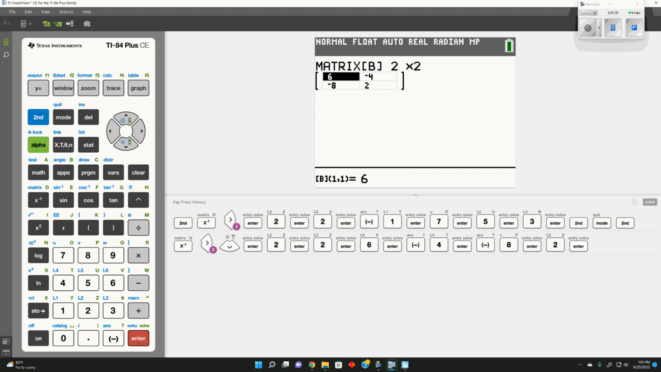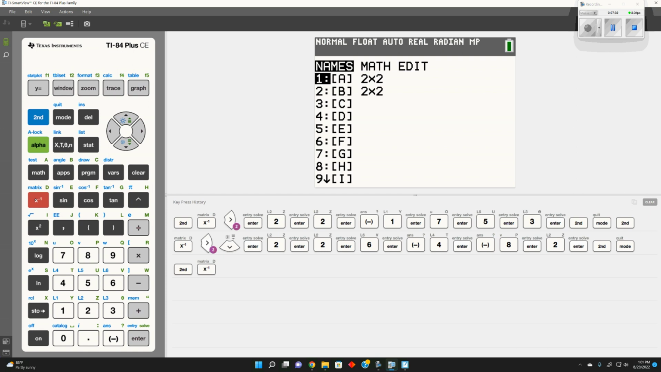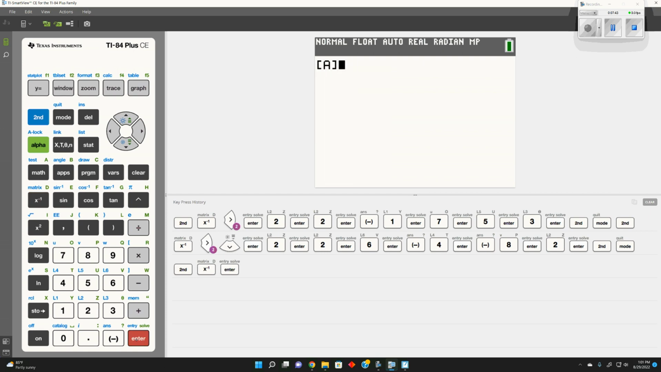Now we can go second, quit. So back to the home screen. Now for this here, we defined our first matrix as A, a second one is B. So we're doing what? A plus B. So the first thing we need to do is recall matrix A. So we'll go second matrix, and under this first column names, we can hit enter to recall the matrix, the one that we want. So A, then what?